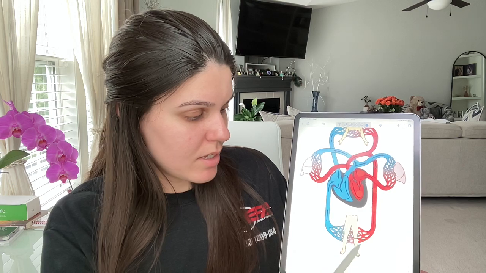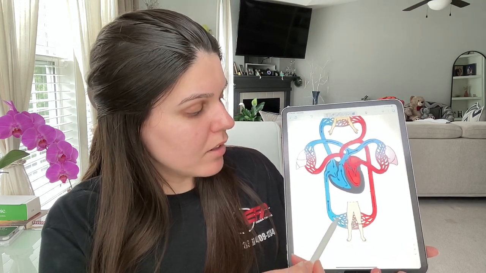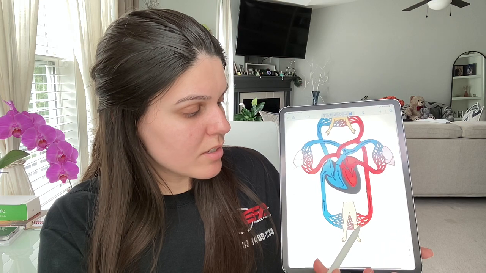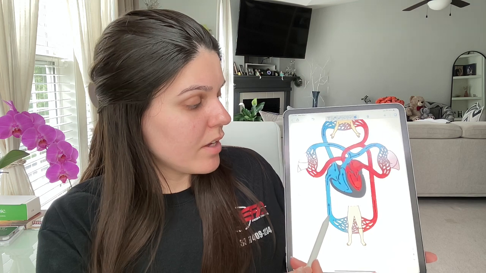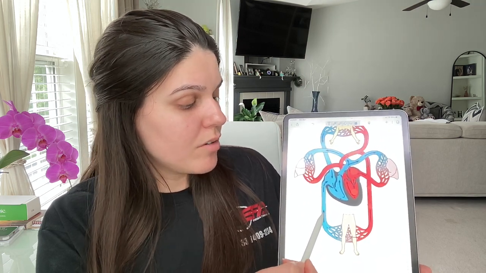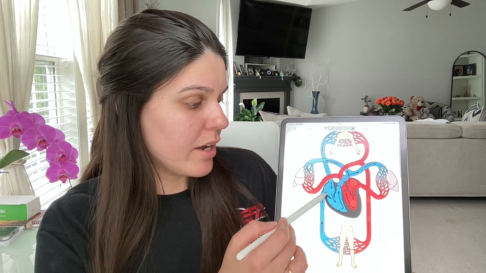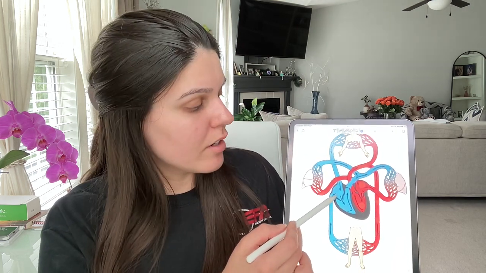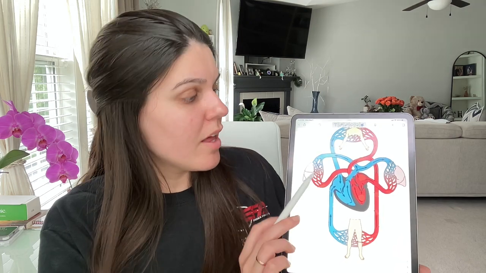So once in the body, it will be used, and then the blood would be deoxygenated, and then it would go back from the arteries into the capillaries, and then into the veins, and it would just go back through the inferior vena cava and the superior vena cava, and then into the right atrium of the heart. Then once again, the blood will go into the right ventricle via the tricuspid valve.